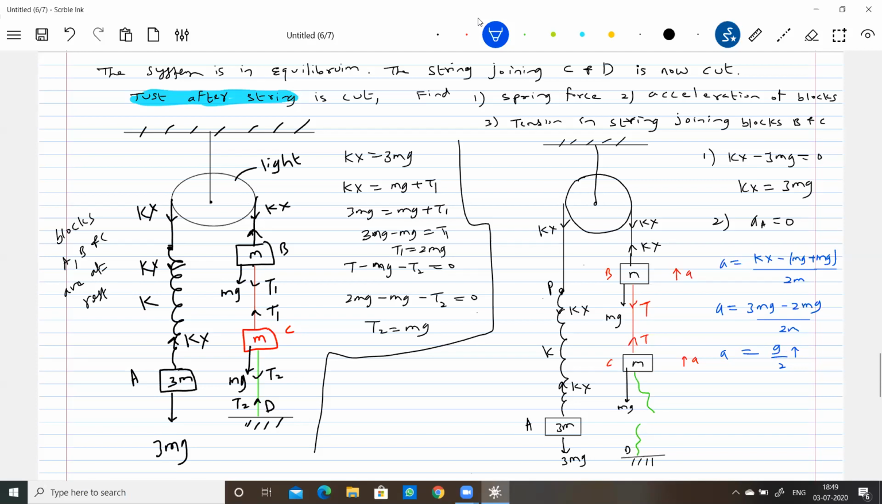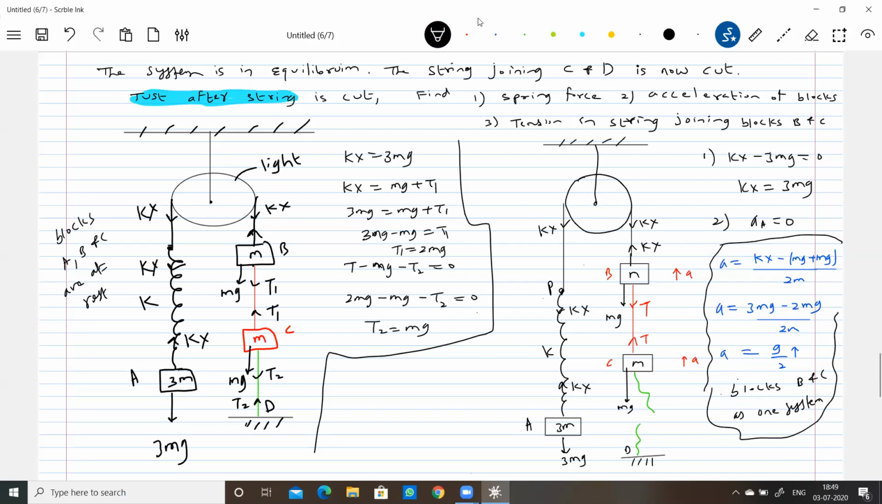Okay, now come for tension. So can we calculate how much tension is acting? So here, what is the basic idea? The blocks B and C are treated as one system. I'll write that comment also, so that it will be easy for you. Blocks B and C as one system. Is that okay? Fine.